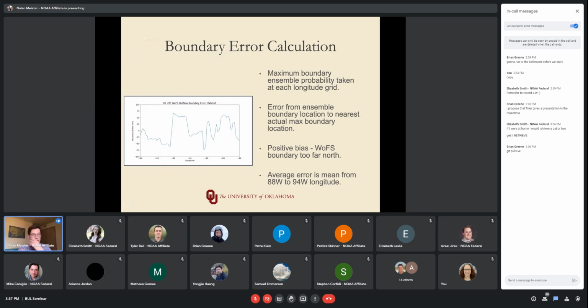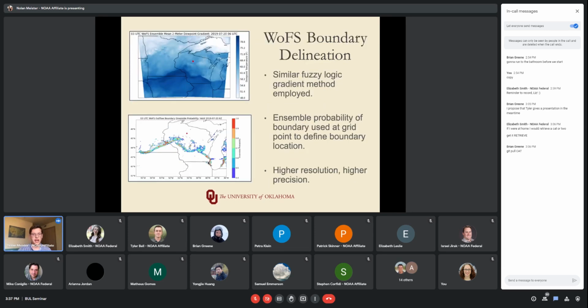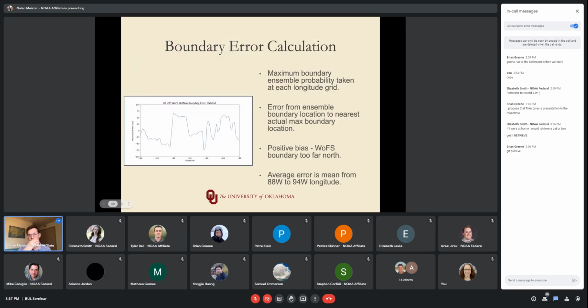So the next thing to do is basically just to calculate boundary error between WAFs and actual observations. I found the maximum ensemble probability at each longitude grid point along WAFs between 88 west and 94 west. This lake breeze boundary kind of caused some issues with verification, so I wanted to make sure to just focus on areas where we weren't having that feedback. And then at that longitude grid point, I found where the maximum ensemble probability was, and I subtracted it by the distance to the nearest actual boundary location.